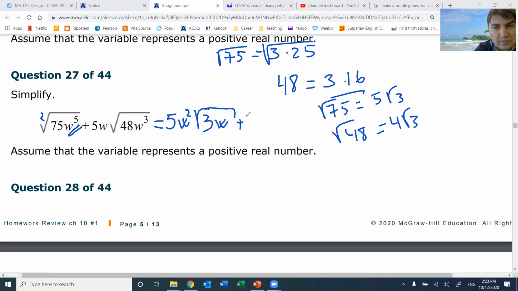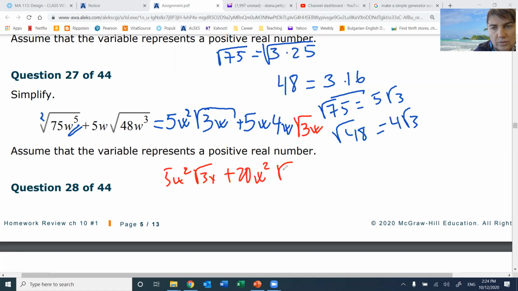It was 5 with a W, but now we need to multiply by 4, because this is from the 48, and another W. We use different color codes, it will be okay. And then the square root of 3W. So 5W squared square root of 3W plus 20W squared square root of 3W, right?